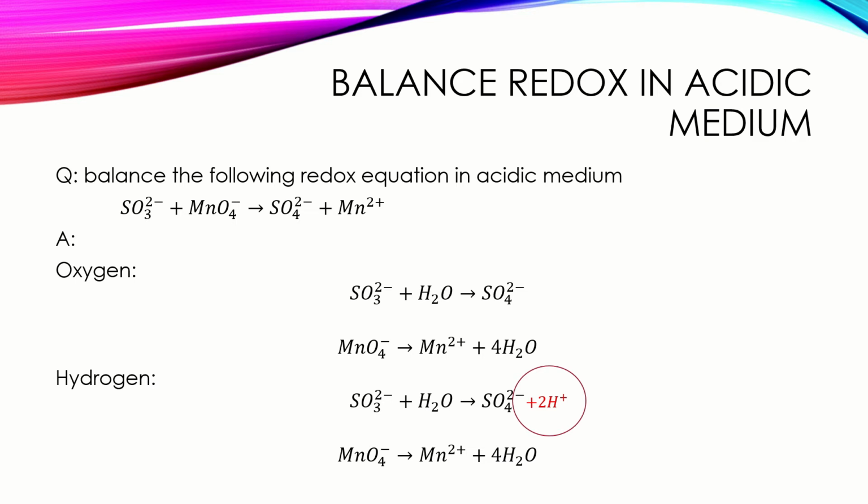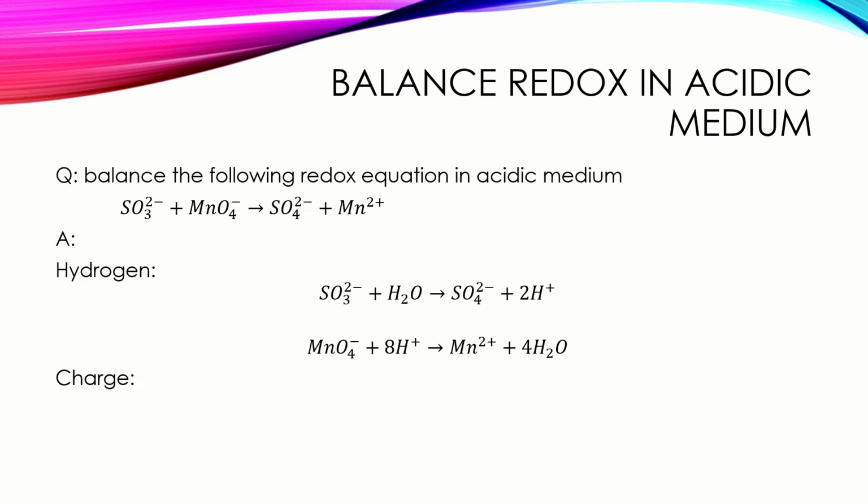Repeat these steps for the reduction half equation by balancing the hydrogen atoms, adding H plus ions to the opposite side of the equation. Look at the second equation: MnO4 minus produce Mn2 plus and H2O. On the right side, we have 4 times 2, that means we have 8 hydrogen. So to balance 8 hydrogen, we have to add 8H plus.